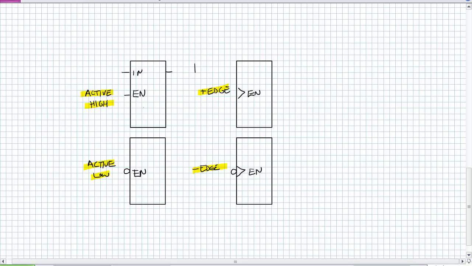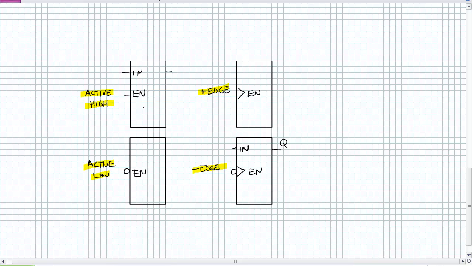Now let's do an example for one of the edges. Say for example, here's my input. I'm going to do it for a negative edge. I've got an input that says store me a 1 on Q. However, negative edge detection on enable is not detecting a negative edge. What is the value of Q? The answer is whatever was stored in there previously. What if there was something unknown in there? Well, the answer is unknown.